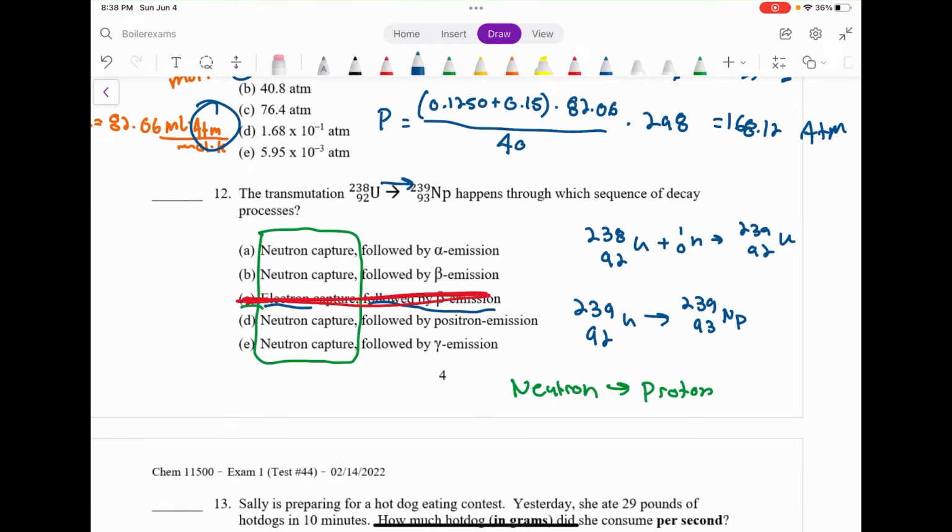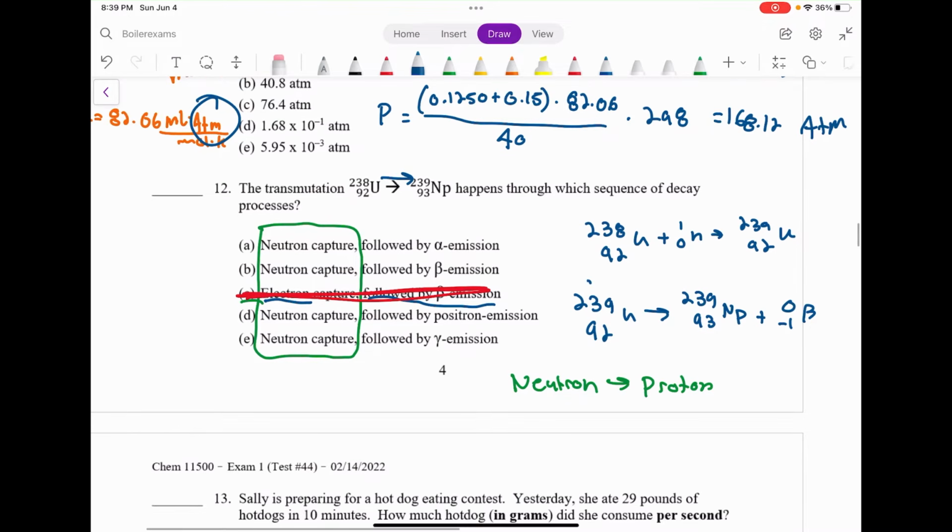Let's balance this. We're going to have 0, and then we're going to want -1, so we're going to do beta emission. I just balanced our products here, and we get that beta particle. So we have a beta emission, which we also know changes a neutron into a proton. Therefore, B is our right choice. 12: B.